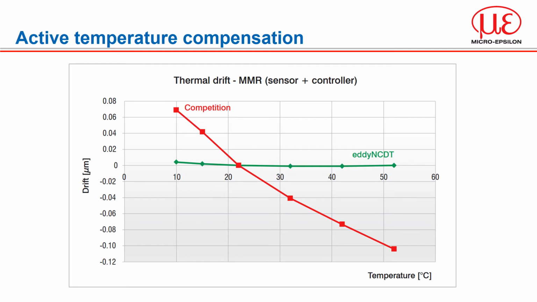The temperature curve above compares a Micro-Epsilon sensor, the green line, with a competitive product, the red line. The overall temperature compensation range is dependent on the model type selected.